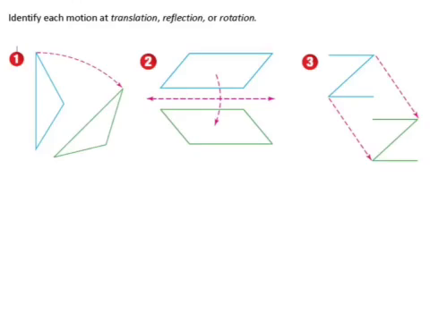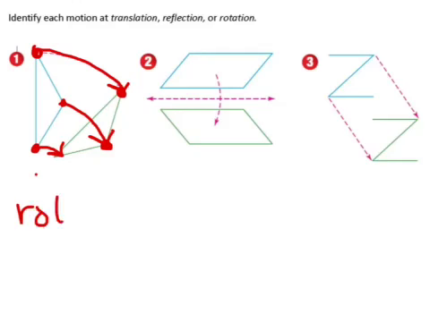So for example, we have one dashed line right here describing the motion from this vertex to this vertex. Also, we can do the same from this vertex to this vertex. It looks as though we have a similar situation where all of the points have been rotated about a point. That point would probably be approximately down here. So number one is an example of a rotation.